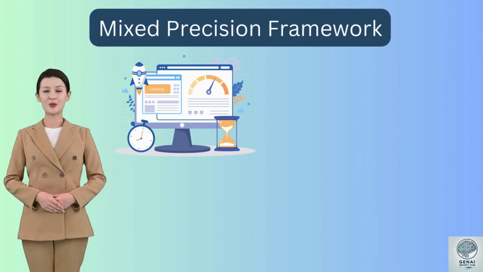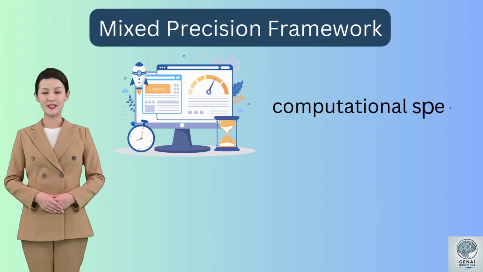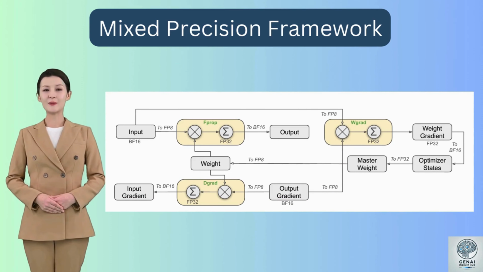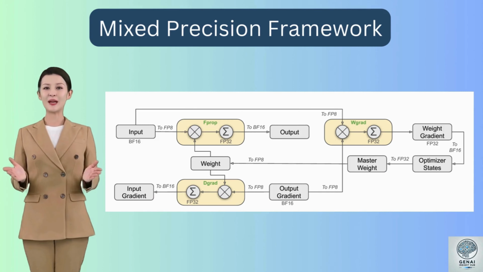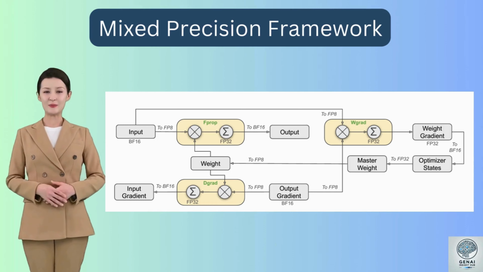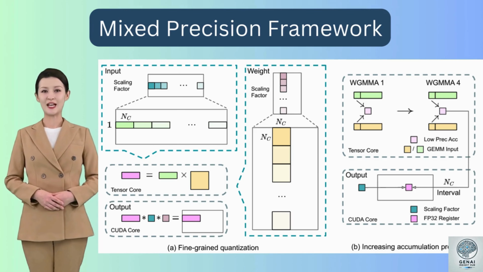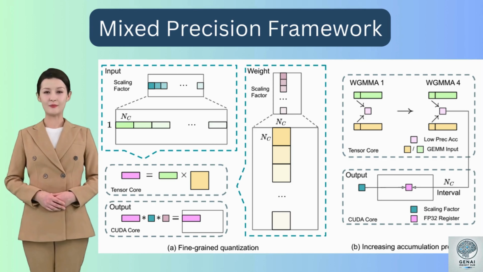Mixed Precision Framework. DeepSeek v3's Mixed Precision Framework balances computational speed and numerical stability. Most operations are conducted in FP8 for efficiency, with sensitive components preserved in BF16 or FP32. The framework employs fine-grained quantization and higher precision accumulation to mitigate errors associated with low-precision formats. This hybrid approach allows DeepSeek v3 to leverage low precision for scalability while maintaining robust performance.